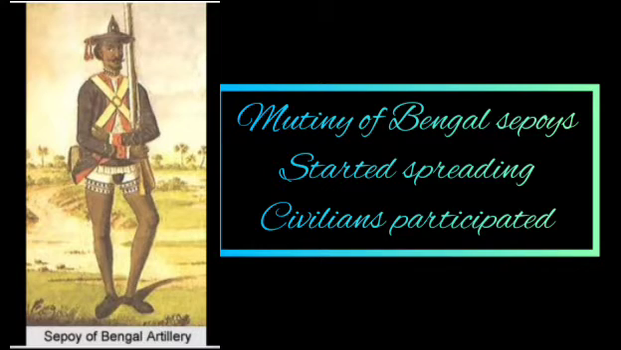First of all, it began as a mutiny of Bengal Presidency sepoys. Later, it expanded to other parts of India also. A large number of civilians participated, particularly peasants, that is farmers.